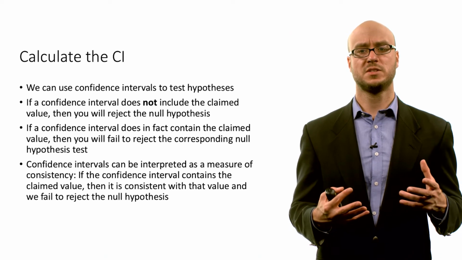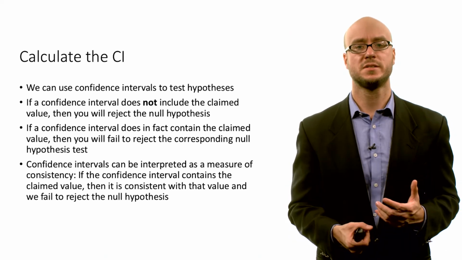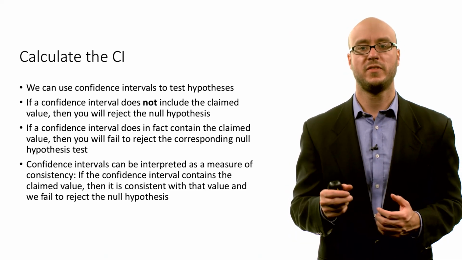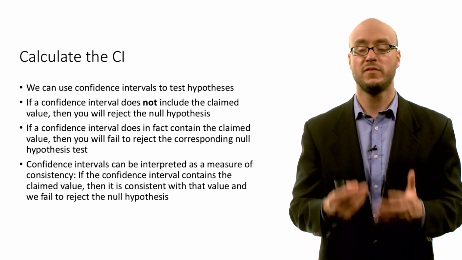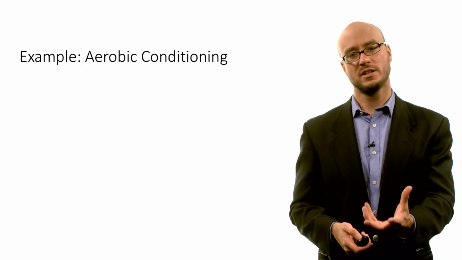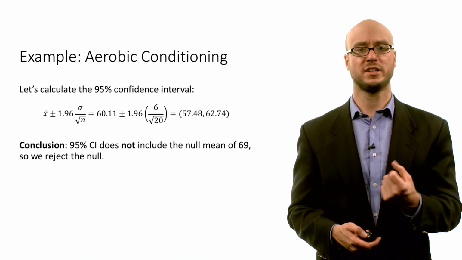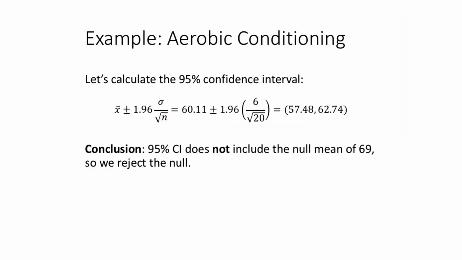One way to think of confidence intervals is as a measure of consistency. If the confidence interval contains the claimed value, then it's consistent with that value, and we fail to reject the null. So let's go back to this example of aerobic conditioning. Let's collect a 95% confidence interval. A 95% confidence interval is simply our point estimate plus or minus 1.96, our value of z star, because with plus or minus 1.96 we're going to capture 95% of those sample means around the population mean.